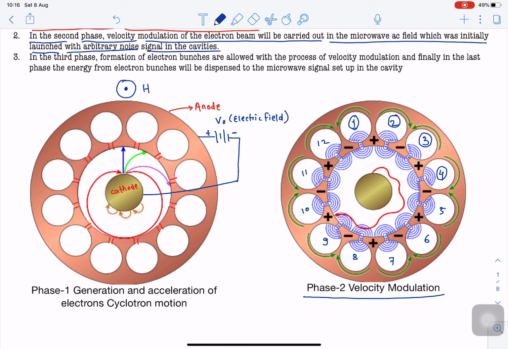Okay, so in the second phase of the magnetron oscillator, the velocity modulation is set up in the cavity, right? Now please remember, the magnetic field is also acting simultaneously. So the electrons released by the cathode over here, this is a cathode, when it emits electrons, these electrons will be acted upon by two forces. The force in between anode and cathode because of the electric field.